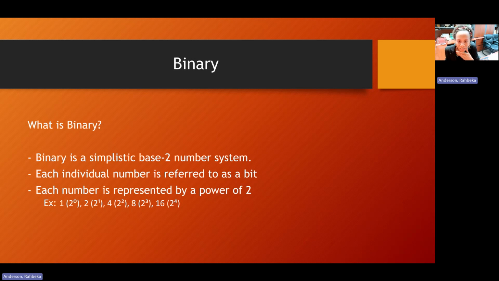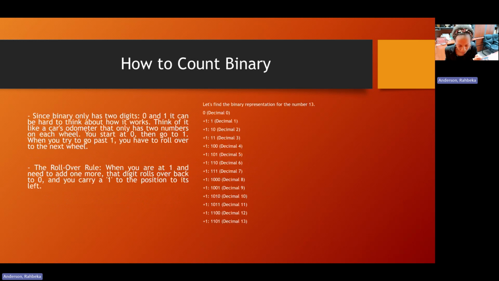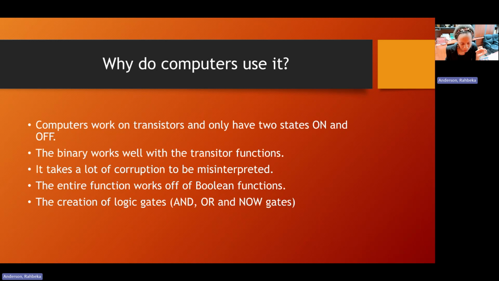Let's see. So you count binary in a very simple way. It doesn't take a lot. It's a very simple system. You have two binary digits, 0 and 1. When you go past 1, you have to roll over to the next wheel or to the next section. So you start with 0, 1 is 1, 2 is 1 0, 3 is 1 1, 4 is 1 0 0, and so on and so forth. It's pretty simple for the most part.